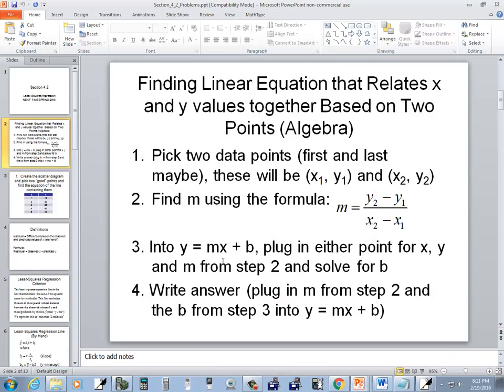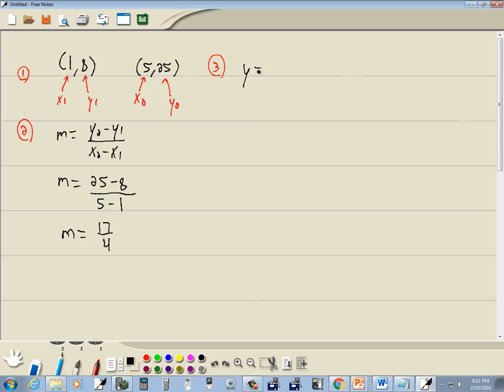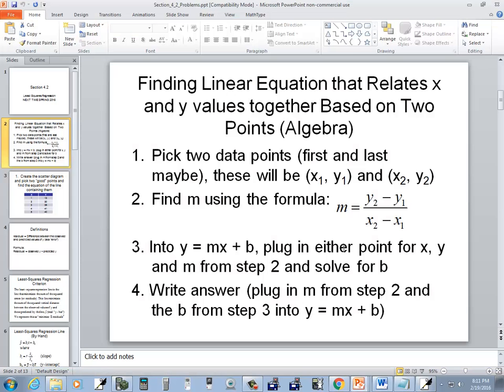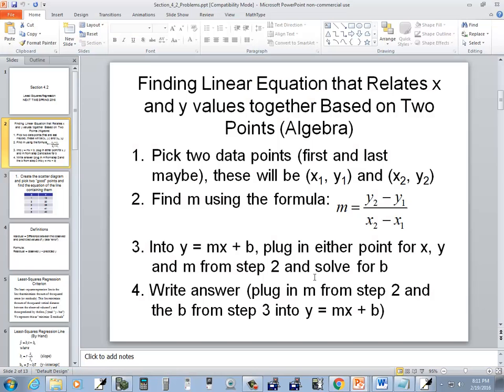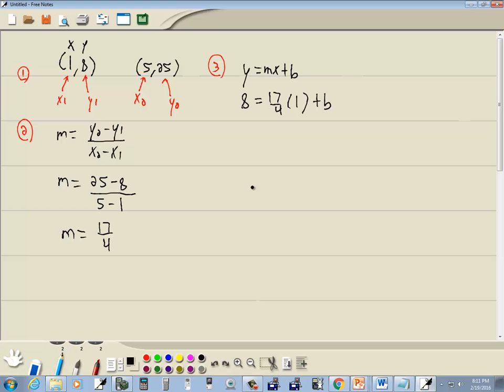Step 3. Into y equals mx plus b, plug in either point for x and y and m from step 2. So it doesn't matter which point I pick. I'll pick the first one. Plug this in for x, I'll plug this in for y. So we got 8 for the y. m we just said was 17/4, and x is 1, plus b. And then we want to solve for b. So I got 8 is equal to 17/4 plus b.